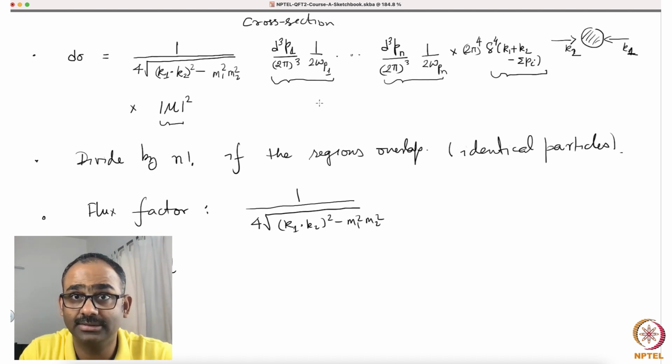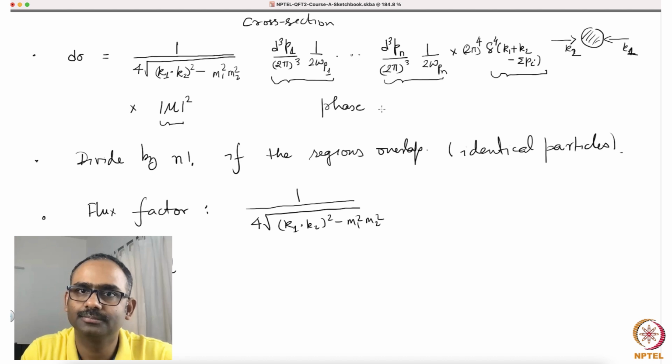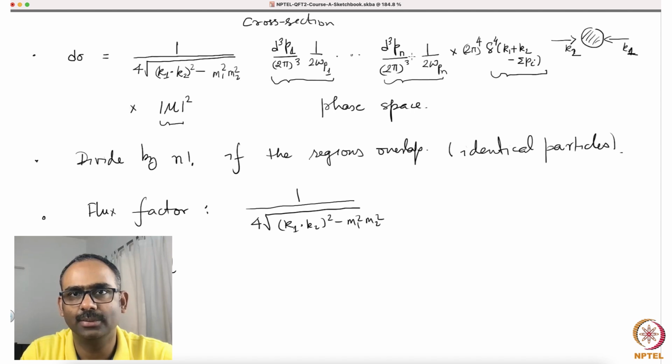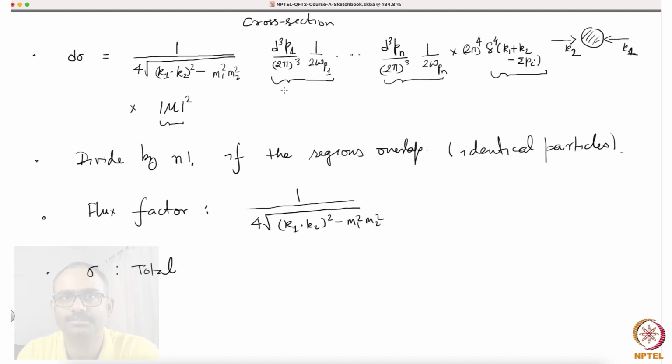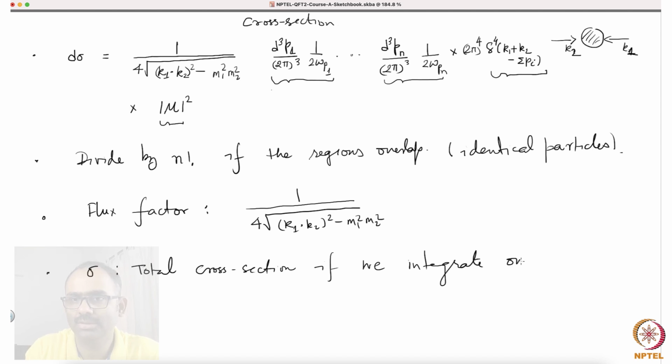And this thing is called phase space. If I integrate over these, integral dp1, integral dpn, with these objects together with the delta function, that is called phase space. I will write it down in a moment. If we integrate over the entire phase space, and what's phase space?